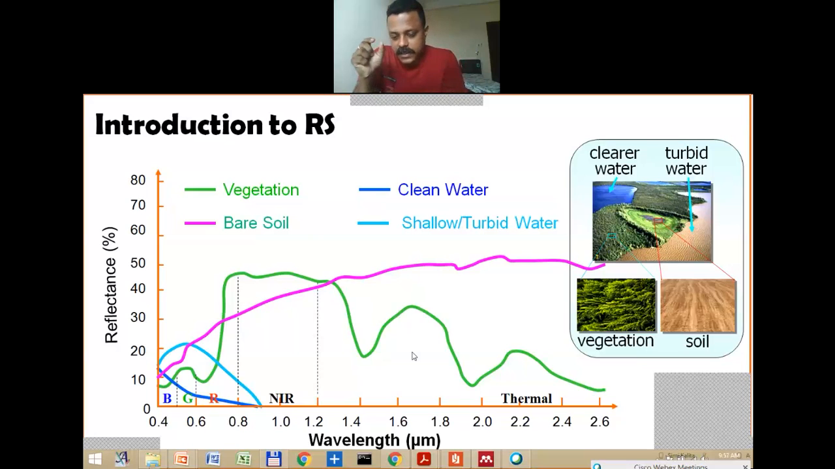So when scientists or engineers design these sensors, they may be designed to capture information coming in the blue range, or in the green range, or in the red range, or near infrared, whatever range you want, depending on the kind of application.